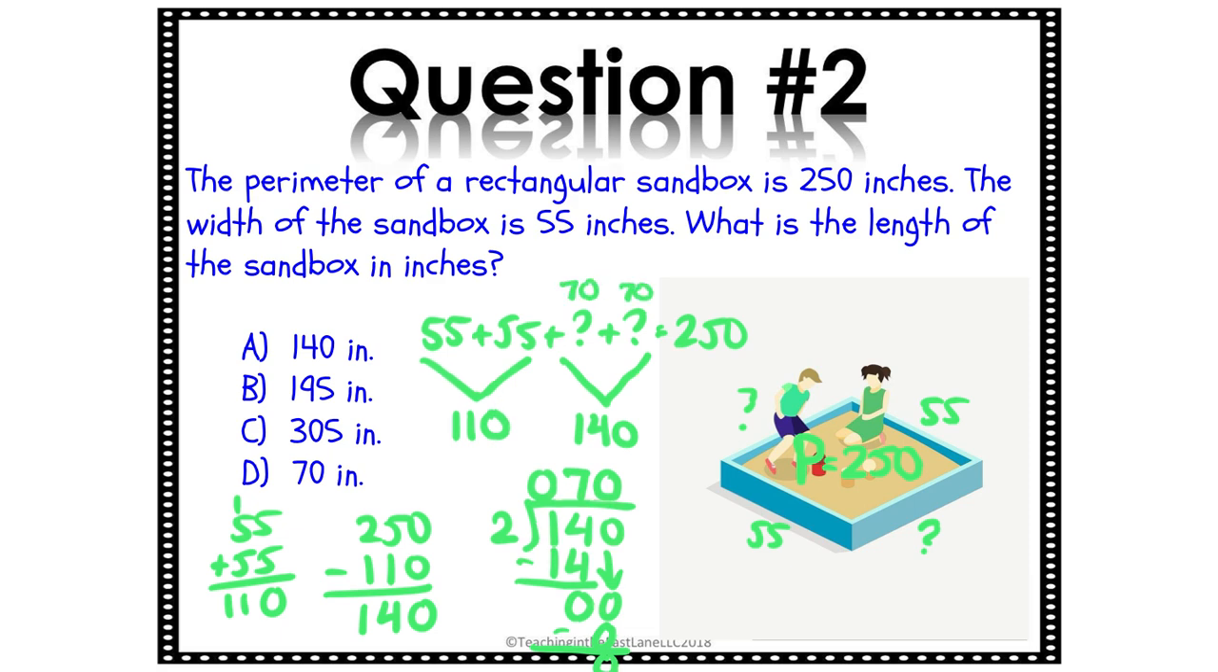And I can double check that by adding up all 4 sides again. So 55 plus 55 plus 70 plus 70. 5 plus 5 is 10. Then 5 plus 5 is 10, plus 1 is 11, plus 7 is 18, plus 7 is 25. And so looks like my 70 works. Correct answer is D, 70 inches.